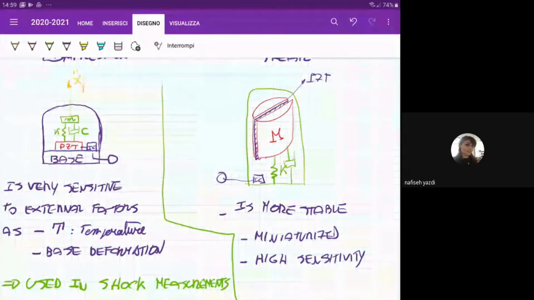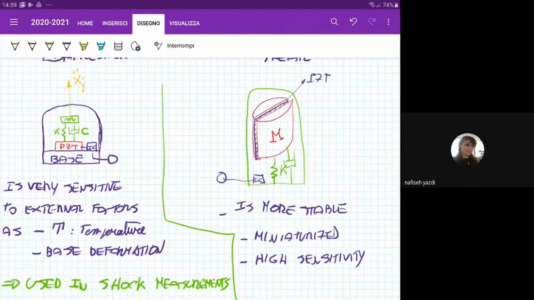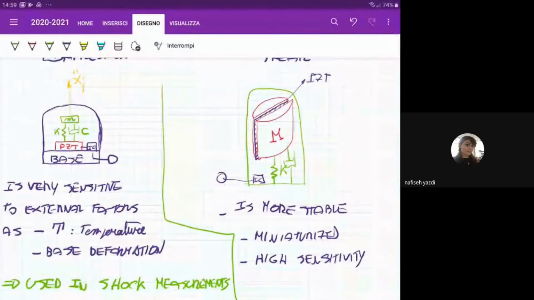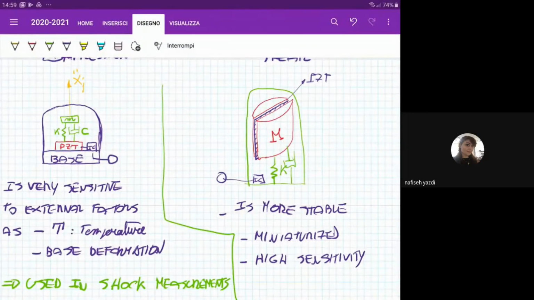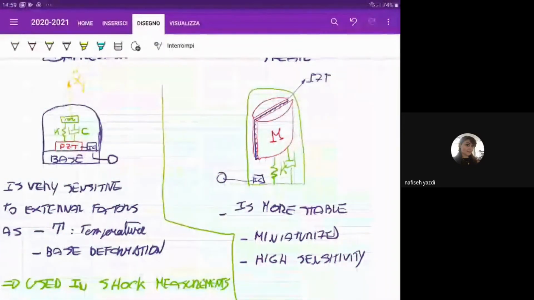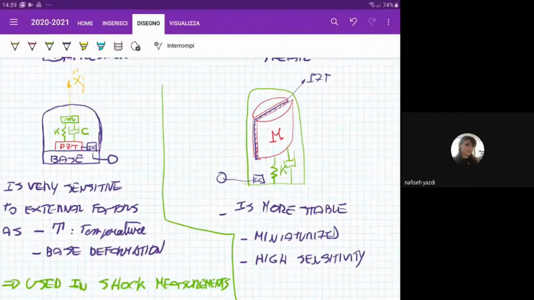Okay, so these are the two typical layouts of the accelerometers that use the same PZT crystal, but one is cut so that it works in a compression-traction way, the other works in the shear way. By the way, the accelerometers that we are going to virtually use in the laboratory activities are all shear accelerometers.